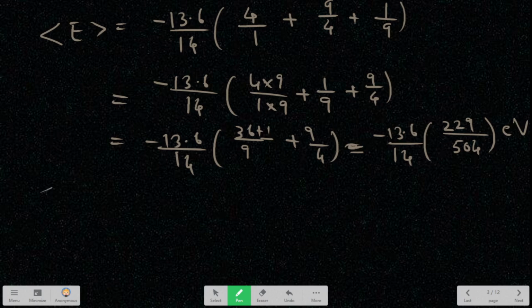Now we are asked to find the ratio of expectation value of energy by ground state energy, which is E1. So E1 is minus 13.6 electron volt. If you divide by minus 13.6 electron volt, what remains is, actually this 14 is not here because we multiplied inside, we multiplied 14 by 36 and then we got the answer to be 504. So this is equal to 229 by 504.